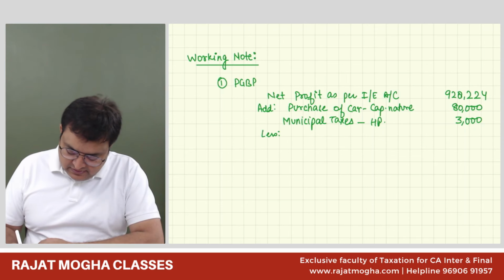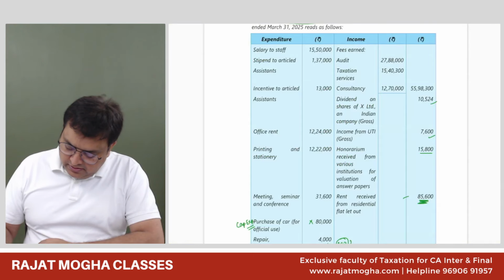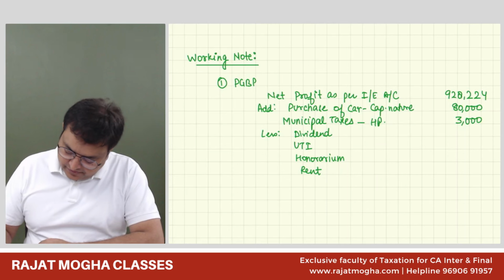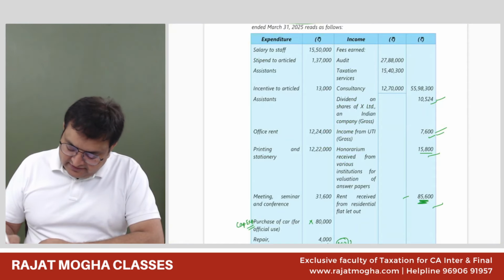Less dividend, UTI, honorarium, and rent of property. 10,524, 7600, 15,800, 85,600.